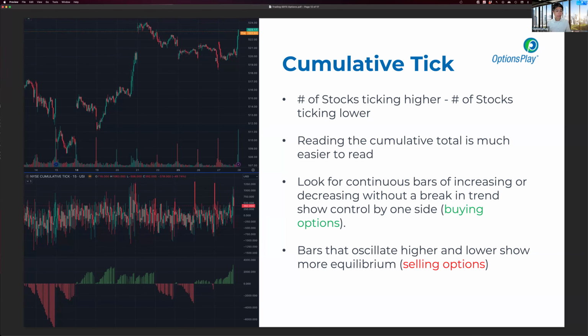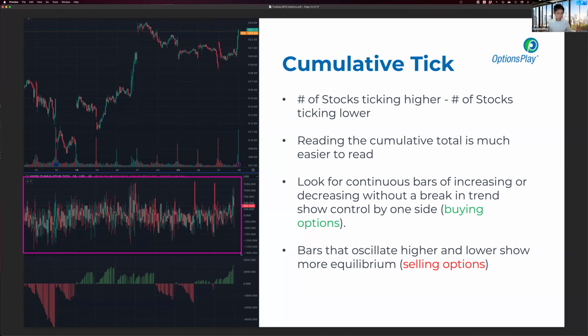All it tells you is, at the very moment, this indicator, which is this one here at the bottom, is an extremely noisy indicator that I actually don't recommend most traders look at. What we want to look at is a modification of that indicator. What it tells you is that at that very moment, how many stocks are ticking higher and how many are ticking lower. It's basically subtracting the number of stocks ticking lower from the number ticking higher at that very moment.